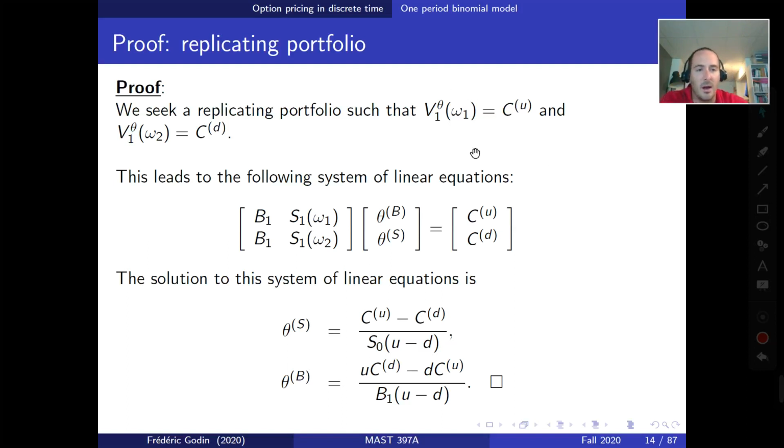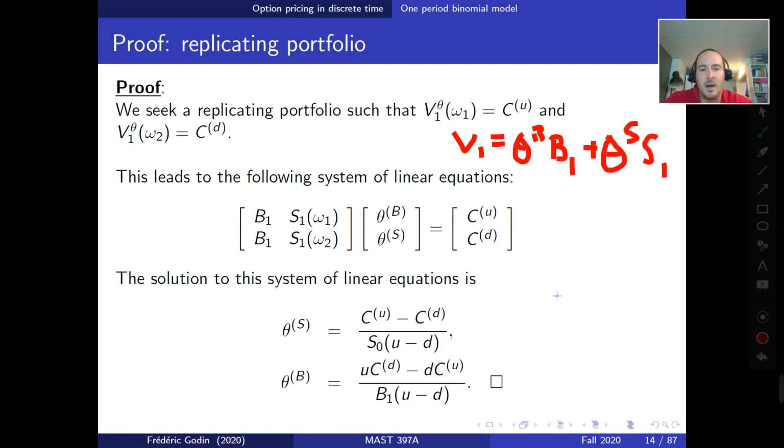So here we can recall the definition of V1. Recall V1 is equal to theta B B1 plus theta S S1 here. So we can replace V1 by its respective values here, CU or CD, and this gives a system of two equations.